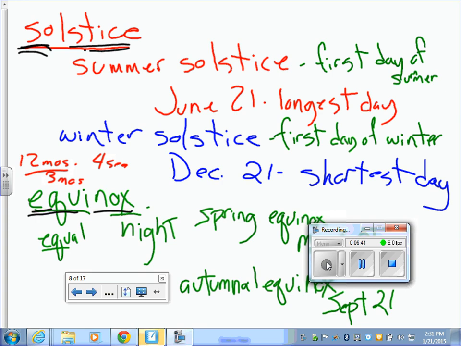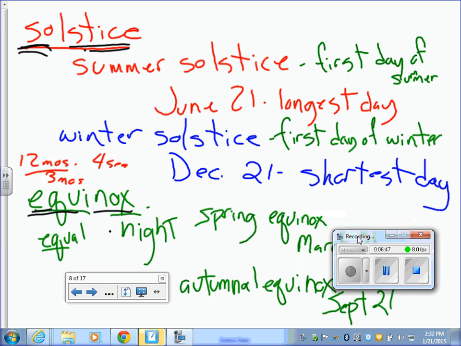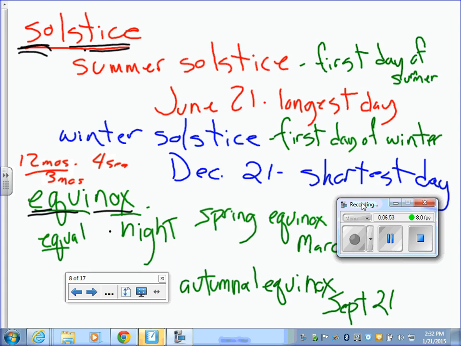Equa means equal, nox means night, and so in the spring and fall equinox, the hours of daylight and night are very similar. And it depends on where you are. Obviously, if you are at the North Pole, above the Arctic Circle, what you see there is 24 hours of night, or 24 hours of light.